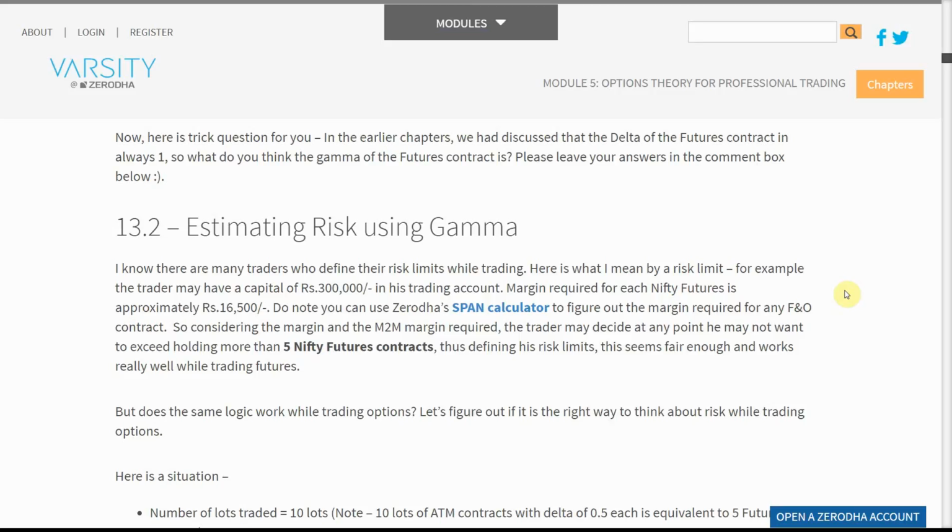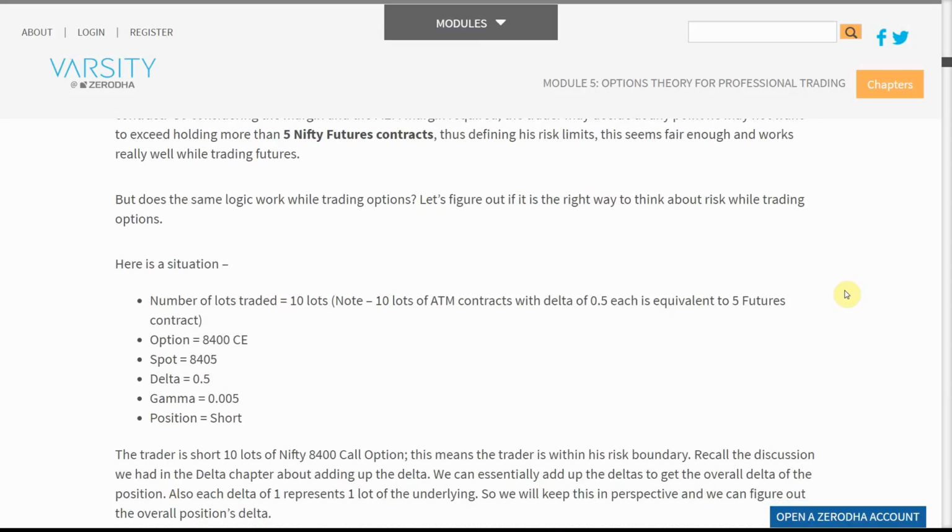Do note you can use Zerodha's SPAN calculator to figure out the margin required for any F&O contract, so considering the margin and the M2M margin required, the trader may decide at any point he may not want to exceed holding more than 5 Nifty futures contracts, thus defining his risk limits. This seems fair enough and works really well while trading futures. But does the same logic work while trading options? Let's figure out if it is the right way to think about risk while trading options.